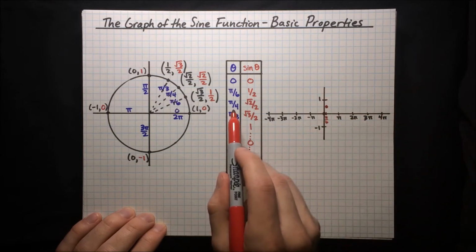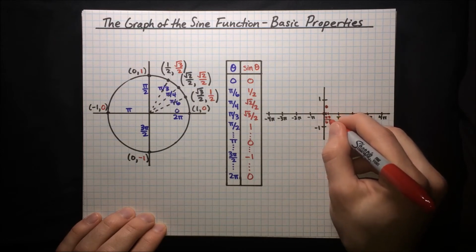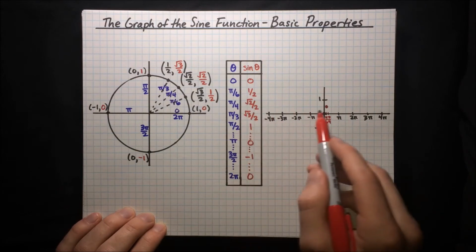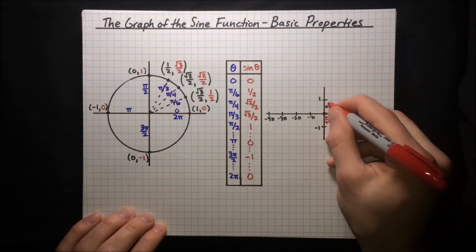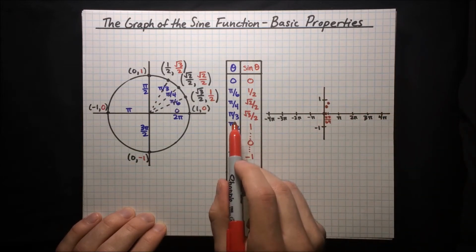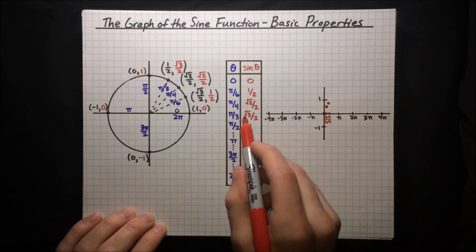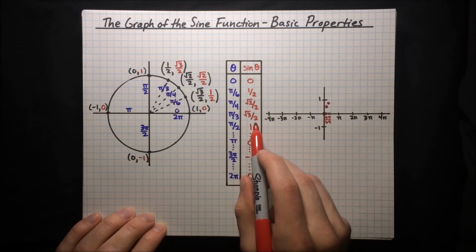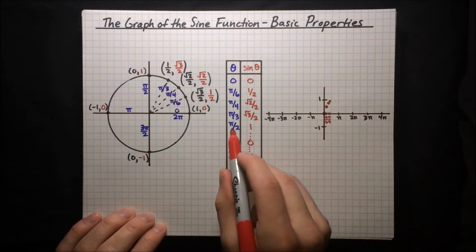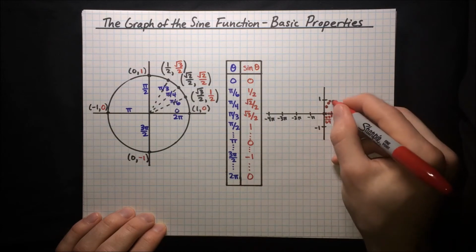And then when theta is pi over 4, so let's make another mark right there, we are up to root 2 over 2, which is a little bit above the halfway point. So right about over here. Then when theta is pi over 3, let's make a small mark. We're at root 3 over 2, which is getting pretty close to the value of 1. And then when theta is pi over 2, we actually reach the value of 1.